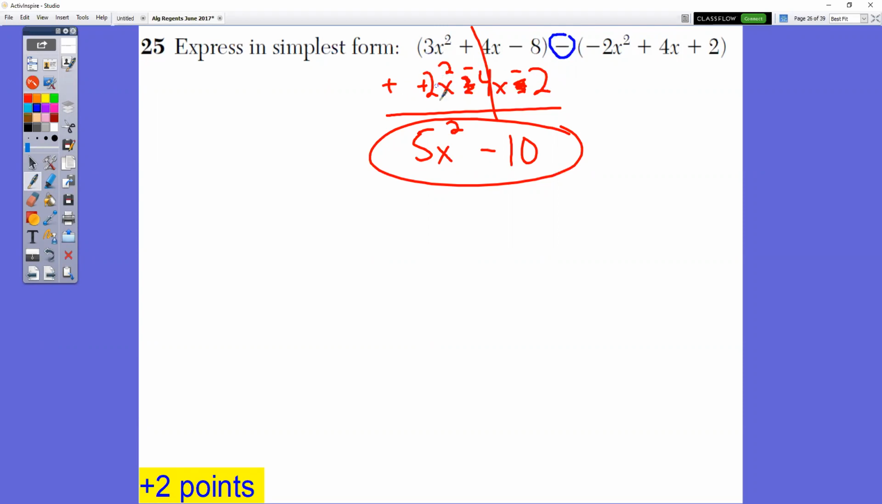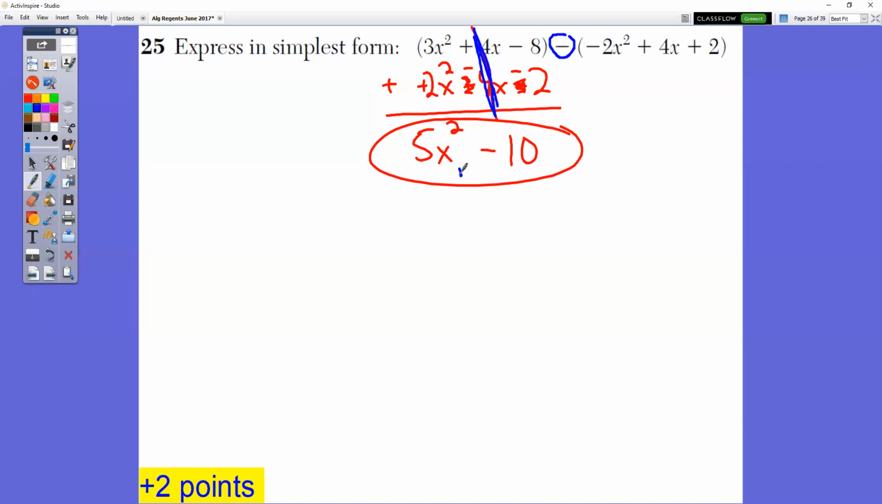So 3x squared plus 2x squared is 5x squared. This 4x and negative 4x cancel out. And then we have negative 8 plus negative 2, which is negative 10. So your final answer is 5x squared minus 10.